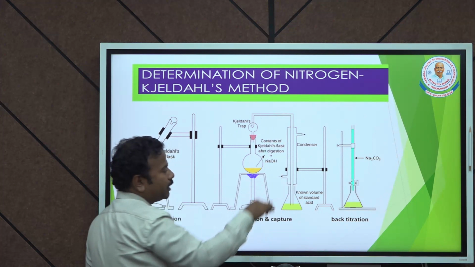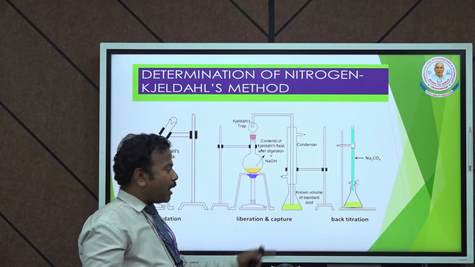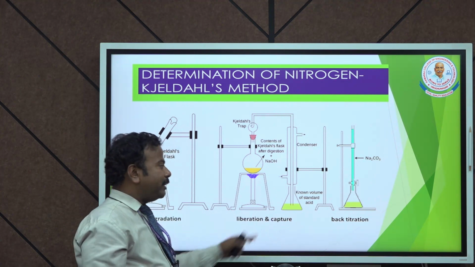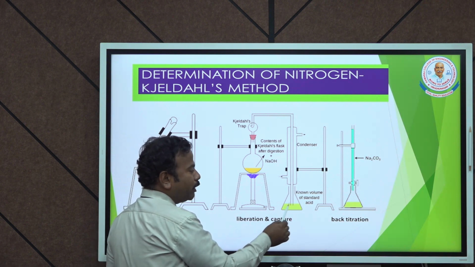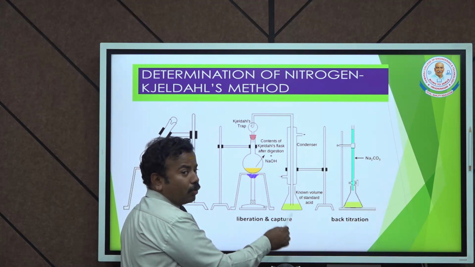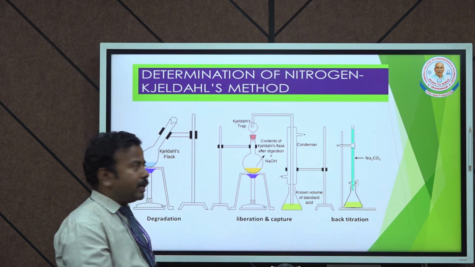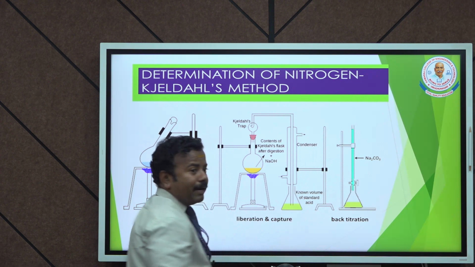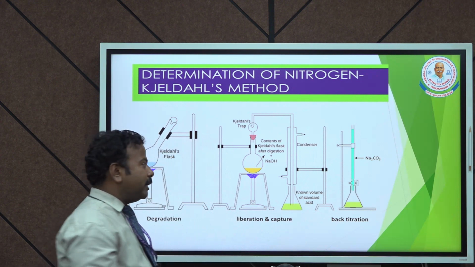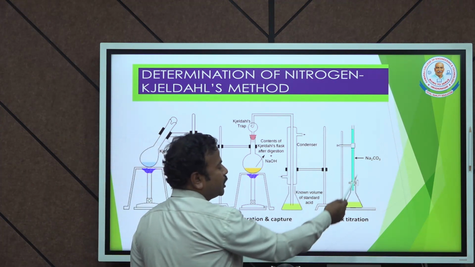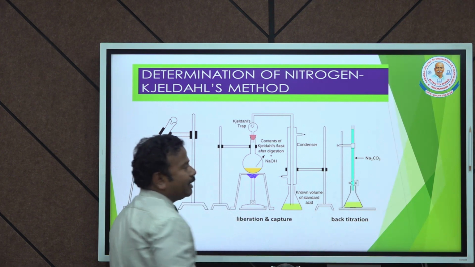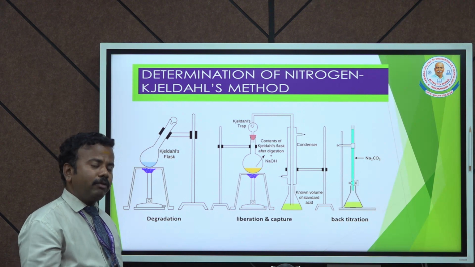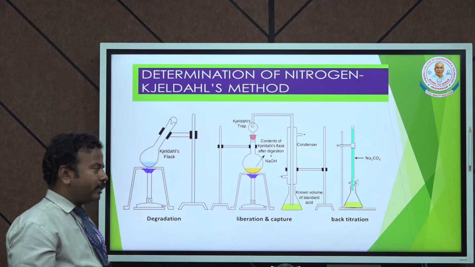Then, through the condenser, the ammonia gas is passed into the N/10 HCl. In the N/10 HCl, the ammonia used up is converted into ammonium chloride. The unused HCl is then titrated with what? It is titrated with N/10 NaOH, so it is treated with the base. This titration is called a back titration, and we get the value and do the calculation.